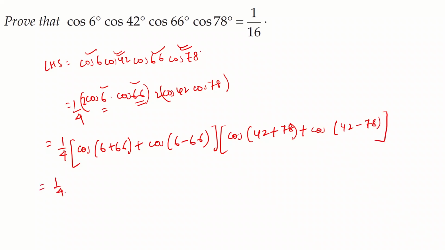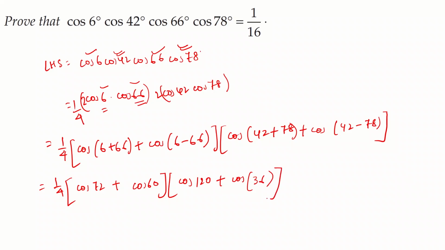And now we do a bit of simplification. So cos (6 plus 66) is cos 72 degrees, and cos (6 minus 66) is cos of minus 60, but cos of minus theta is actually cos theta, so this is cos 60 degrees. And cos (42 plus 78) is cos 120 degrees, plus cos (42 minus 78), which is cos of minus 36, but cos of minus 36 is cos 36. And now all of these values are known to us.